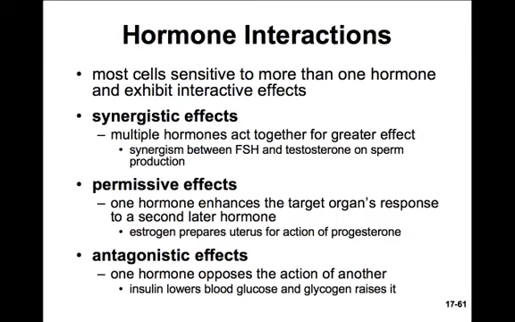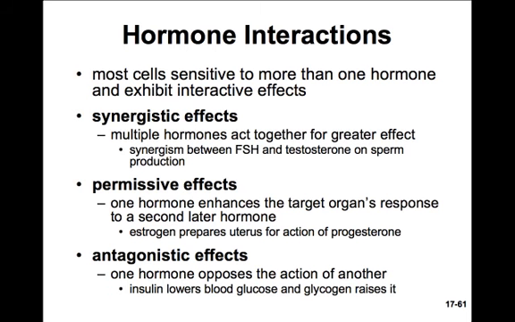Most cells are sensitive to more than one type of hormone and exhibit some interactive effects. These effects could be synergistic, permissive, or antagonistic. In synergistic cases, we have multiple hormones acting together for a greater effect. We'll see synergism, for example, between FSH and testosterone on sperm production. Both of them are necessary for successful production. There are permissive effects where one hormone enhances the target organ's response to a second hormone. For example, estrogen prepares the uterus for the action of progesterone in maintaining the uterine lining.